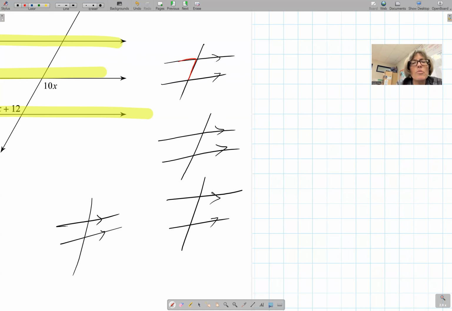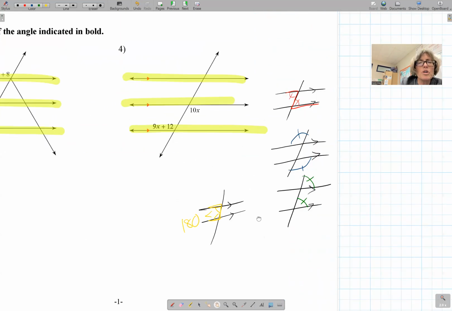Alternate interior angles when lines are parallel, congruent. Alternate exterior angles, opposite sides of the transversal outside the lines, also congruent. Corresponding, one's in, one's out, same side, also congruent. The only ones that are not congruent are these two, same side interior, also known as consecutive interior. Those add up to 180.